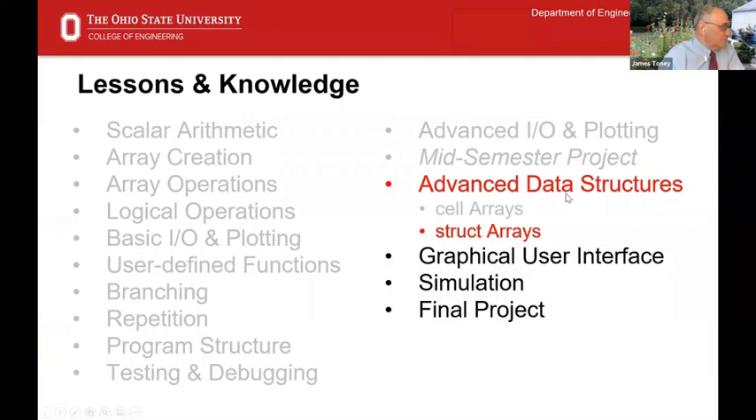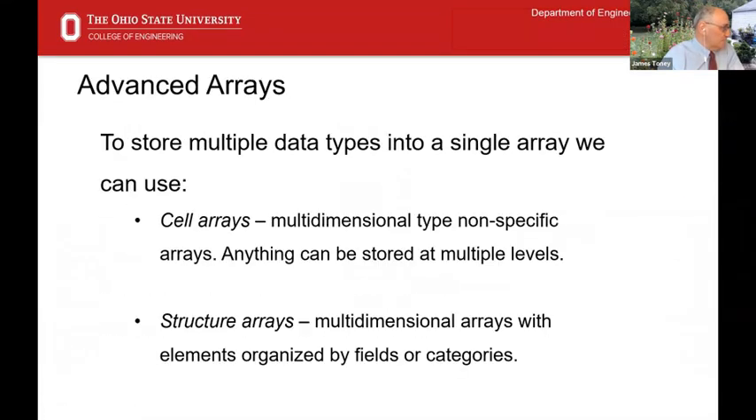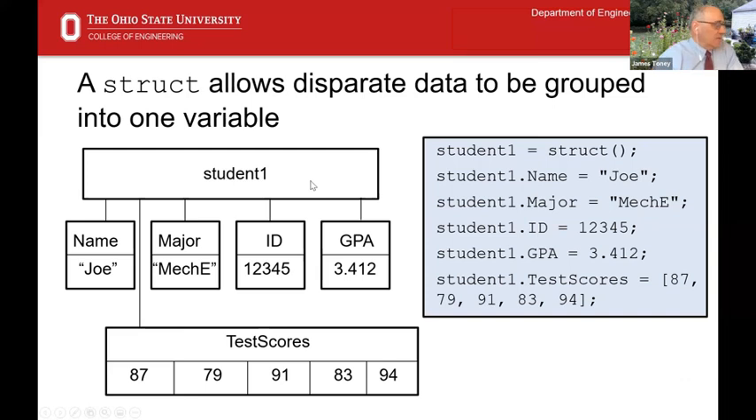All right. So a struct is something like this. Sometimes you'd like to organize data in what you might call a tree structure, where let's say we're storing data, we have a database where we're storing information for students. For each student, we want to store various information like their name, major, ID number, GPA, and maybe a list of test scores.